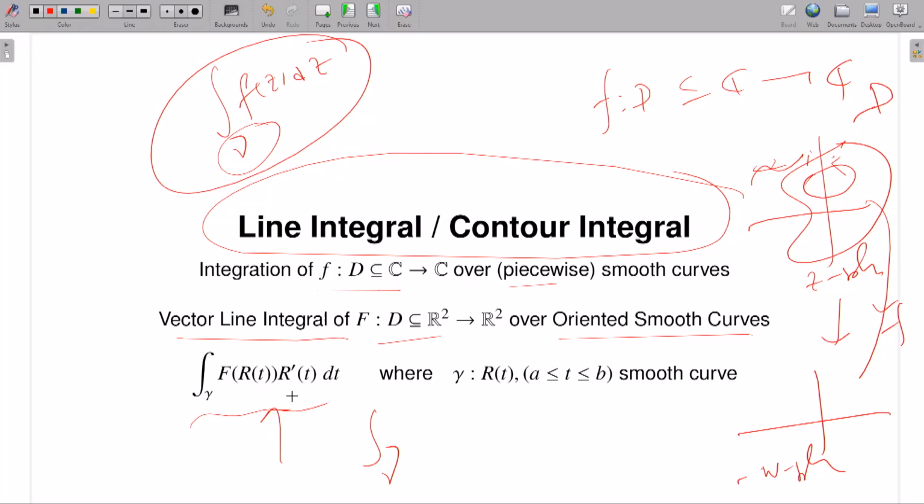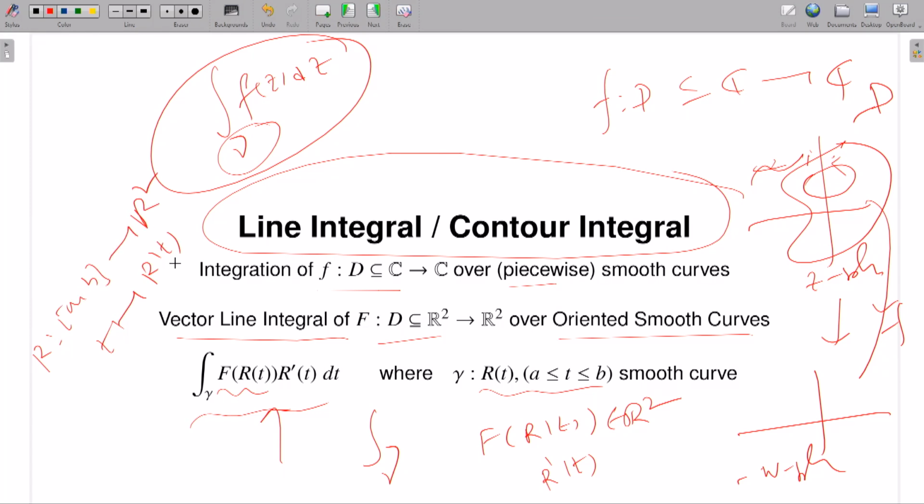Now you see, since I am dealing with R2 to R2, what is this function? Capital F of r(t) is also an element in R2, because F is a map from R2 to R2. And then r'(t): r(t) is the parameterization of my smooth curve. That means r is a map from some closed interval [a, b] to R2. Therefore t goes to r(t) is an element in R2.